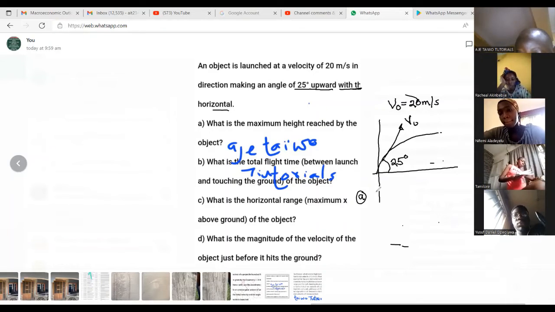And maximum height is actually V naught squared times sine squared theta all over 2G.